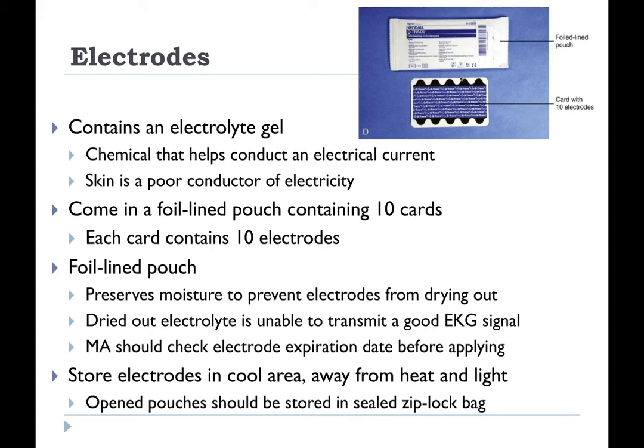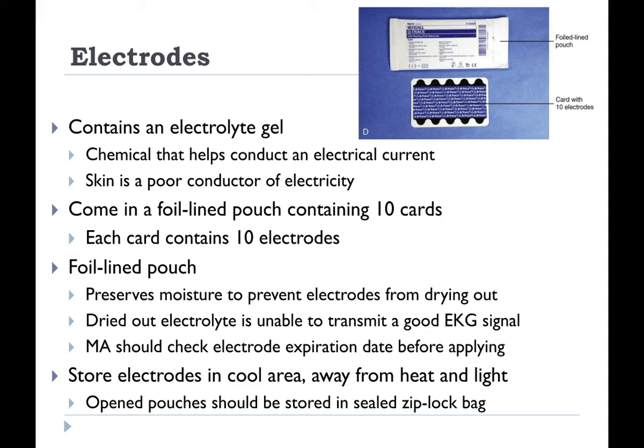1, 2, 3, 4, 5. 5 more on this side. They'll break apart in the middle. The foil-lined pouch preserves moisture to prevent electrodes from drying out, because dried out electrolyte gel is unable to transmit a good EKG signal. So the MA should check the electrode expiration date before applying.